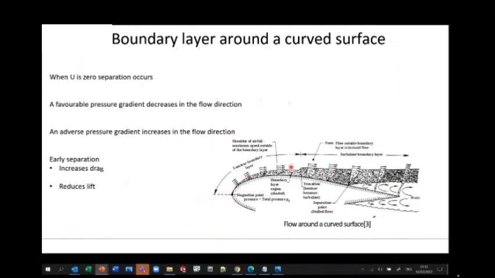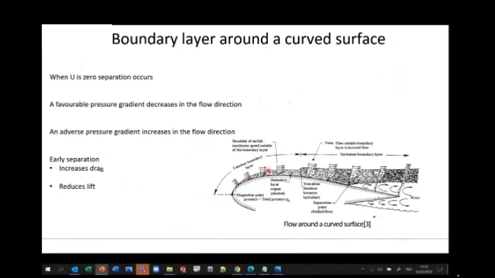So we know if we're increasing in potential energy as we go in this direction, the associated pressure must be decreasing. So as our fluid flows from left to right, we're seeing a favourable pressure gradient. And what I mean by that is the pressure decreases in the direction of the fluid flow. So the fluid's trying to flow from left to right, the pressure is also decreasing from left to right, and that encourages the fluid flow in this direction.